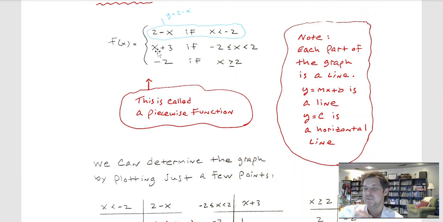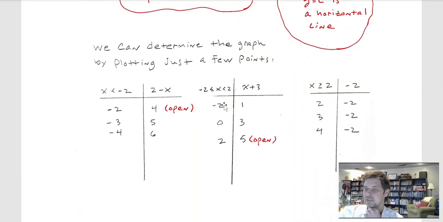We'll go to this next one, x plus 3, if x is greater than or equal to -2, but less than 2, okay? So here we are. The x in this column is greater than or equal to -2, but less than 2. So again, I want my graph to be complete without gaps or anything. So I'm going to start with -2. I'll plug in there. I get 3. Or I get 1, sorry.